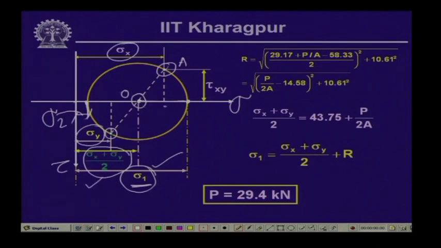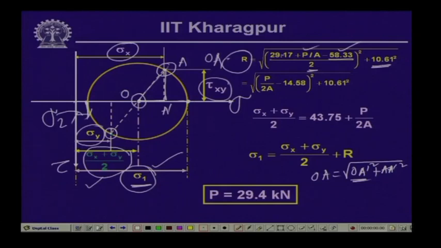The radius of the circle OA: OA square is equal to this distance square plus this distance square, if we call this OA dashed. So, OA is equal to root of OA dashed square plus A dashed square. OA dashed is (sigma x minus sigma y) by 2, and A dashed is tau xy. Here, 29.17 plus P by A is sigma x, and 58.33 is sigma y. So, the square of (sigma x minus sigma y) by 2 plus tau xy square gives the radius OA. If you calculate this, it comes in this form: P by 2A minus 14.58 square plus 10.61 square. And (sigma x plus sigma y) by 2 is equal to 29.17 plus P by A plus 58.33, divided by 2, which gives a value of 43.75 plus P by 2A.